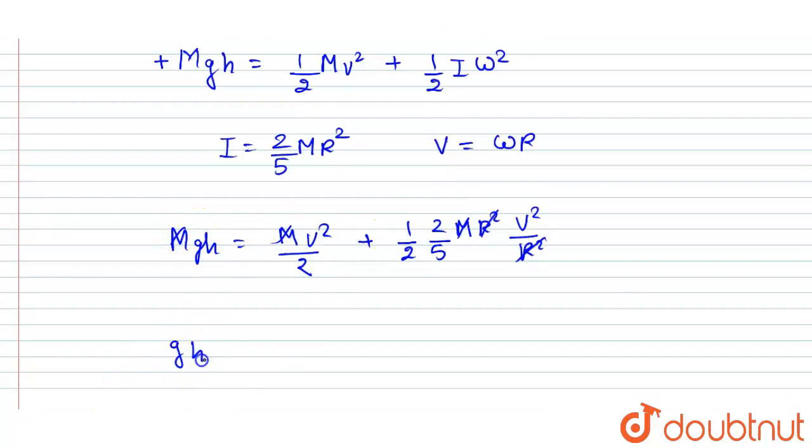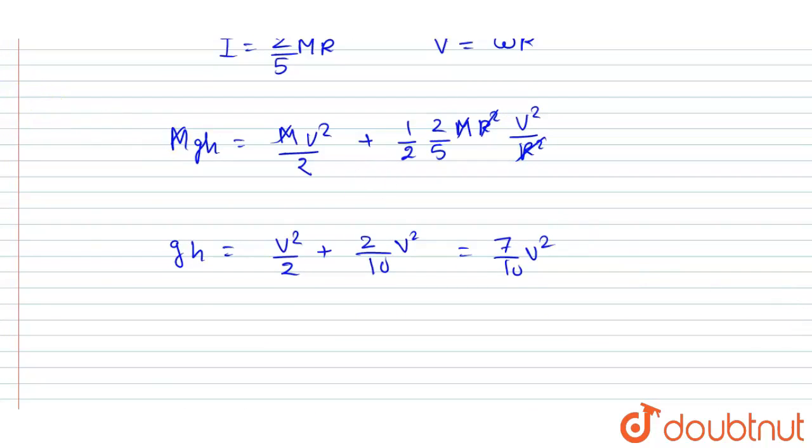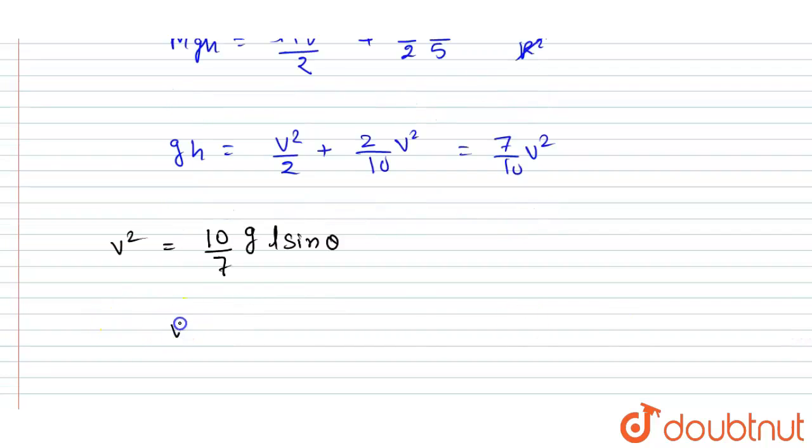So you will get gh is equal to v square by 2 plus 2 by 10 v square, that is 7 by 10 v square. Now h is equal to L sine theta, right? So I will write 10 by 7 g h, which is L sine theta, equals v square. So finally you will get v, the velocity of the center of mass, equal to the square root of 10 by 7 g L sine theta. Very simple, and this will be the answer.